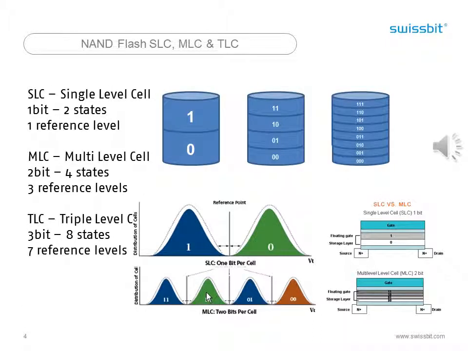Today, 3 types of NAND flash exist. The main difference for storage application is based on the reliability performance of endurance and data retention. The number of internal reference levels doubles with each technology jump.